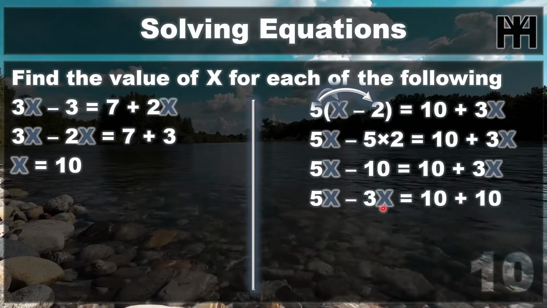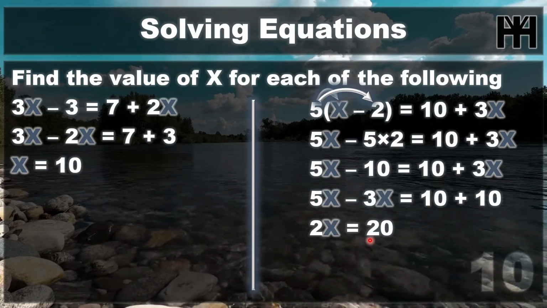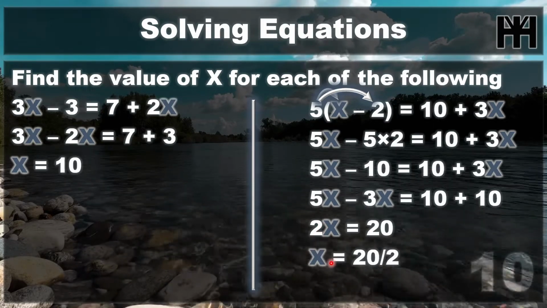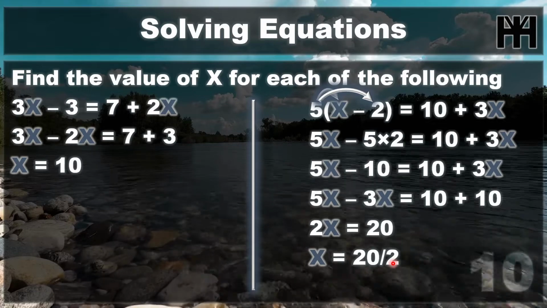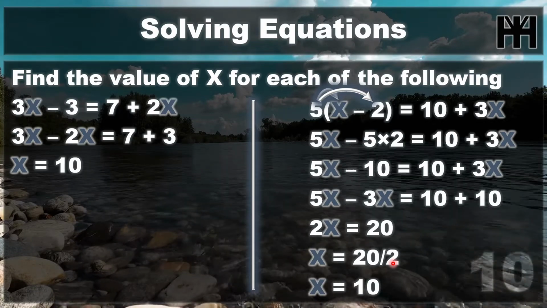So 5x minus 3x equals 10 plus 10. Here is 2x equals 20. So 2 is multiplied by x. We'll send it to the other side. So x equals 20 over 2. So x is equal to 10.